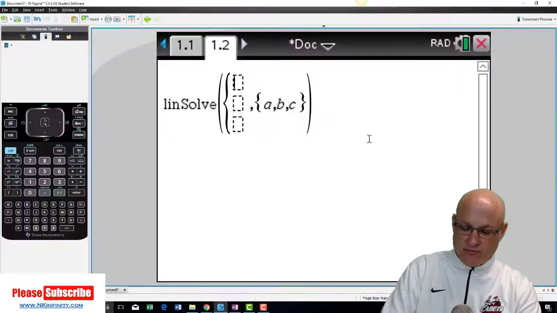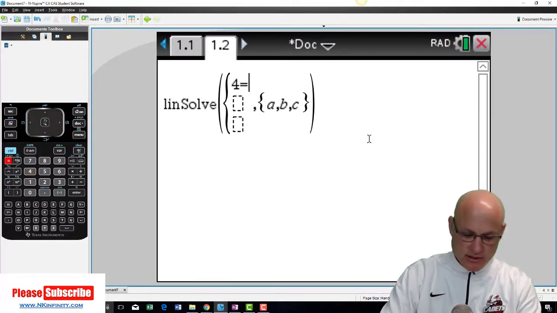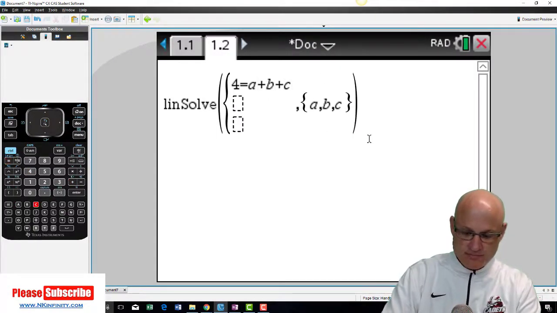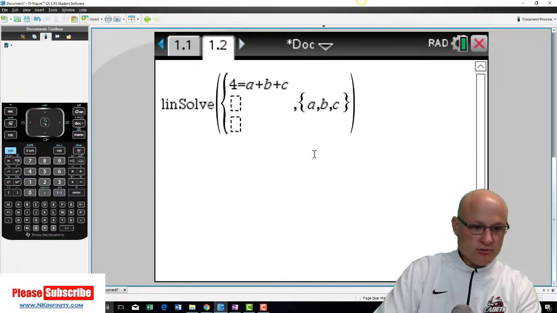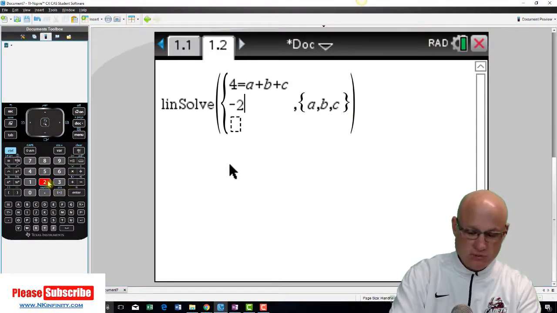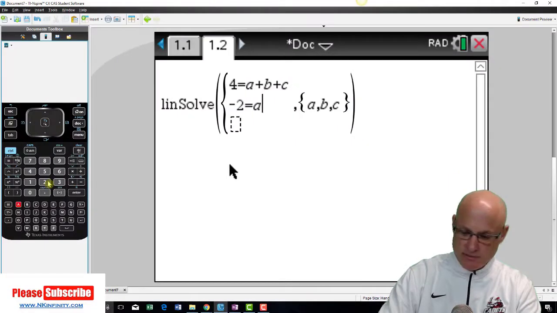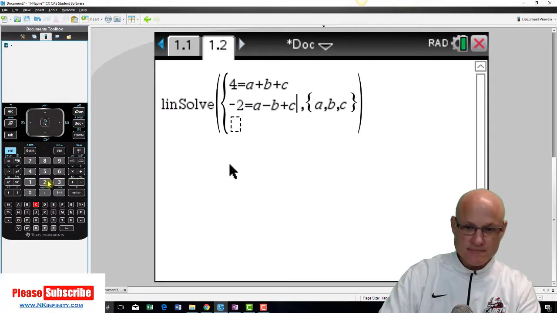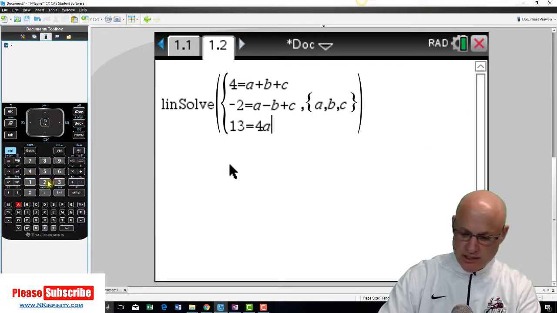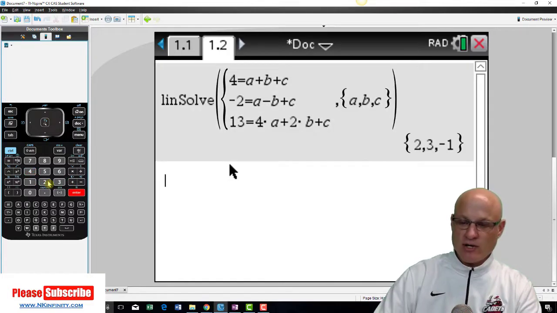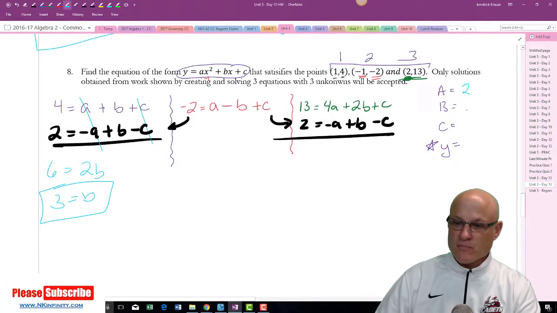And our three equations are 4 equals A plus B plus C. Negative 2 equals A minus B plus C. And our last one is 13 equals 4A plus 2B plus C. Shabam. So A equals 2, B equals 3, C equals negative 1. And remember, my answer is 2x squared plus 3x minus 1.